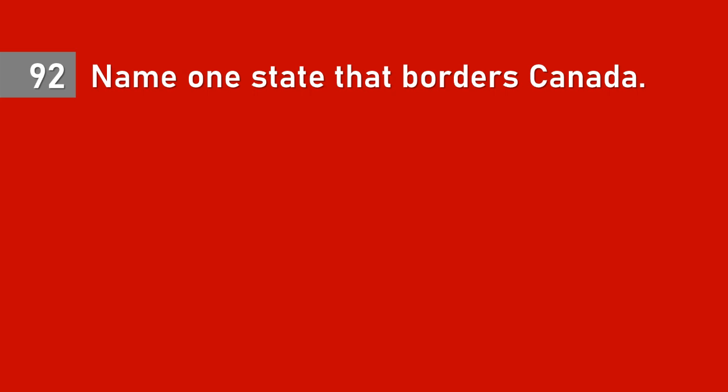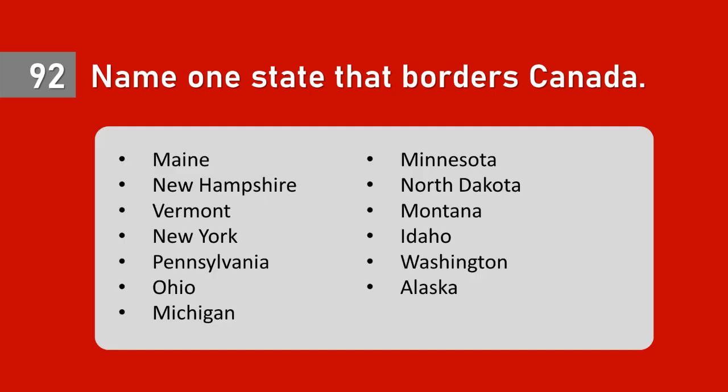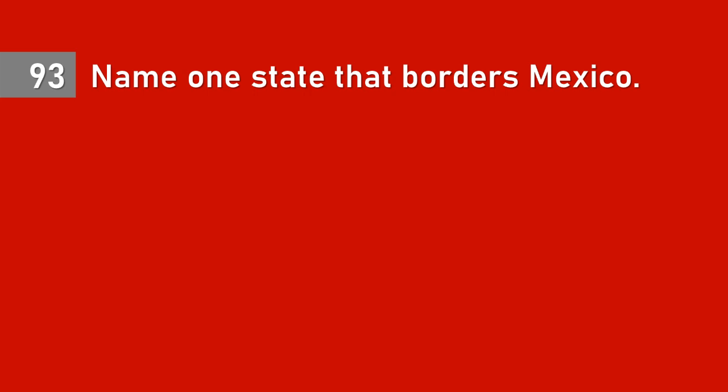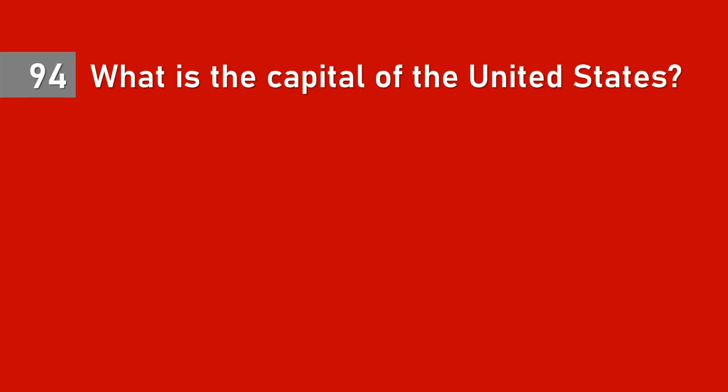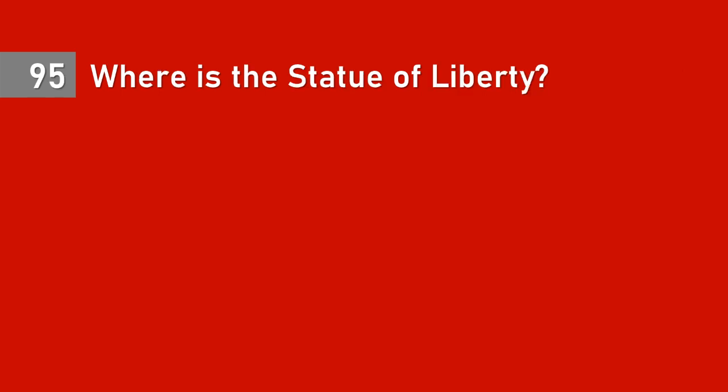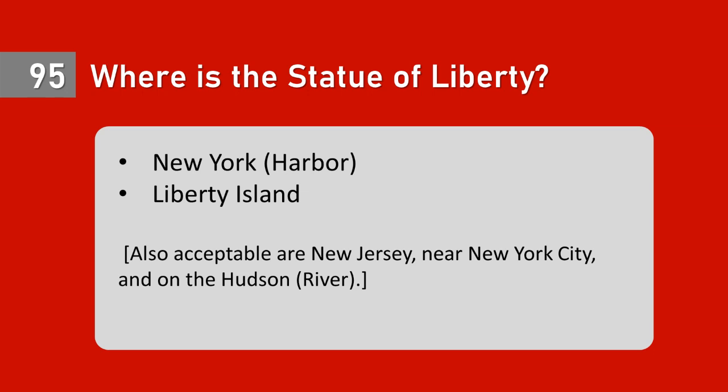Question 92. Name one state that borders Canada. Maine, New Hampshire, Vermont, New York, Pennsylvania, Ohio, Michigan, Minnesota, North Dakota, Montana, Idaho, Washington, Alaska. Question 93. Name one state that borders Mexico. California, Arizona, New Mexico, Texas. Question 94. What is the capital of the United States? Washington, D.C. Question 95. Where is the Statue of Liberty? New York Harbor, Liberty Island. Also acceptable are New Jersey, near New York City, and on the Hudson River.